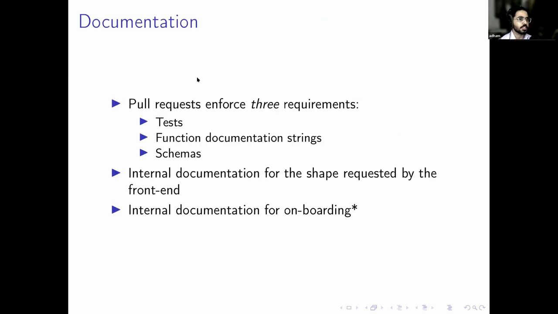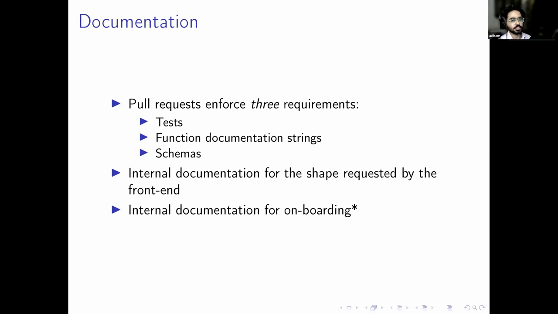The documentation displays itself in multiple forms, anything from our pull requests themselves requiring function documentation strings to be included, to the schemas for the functions themselves, what inputs they accept and what their outputs should look like. These schemas are used in the tests that facilitate a sort of safety net before deployment.